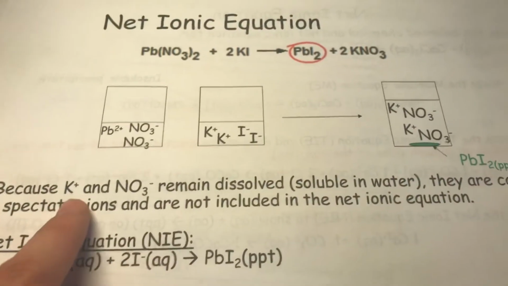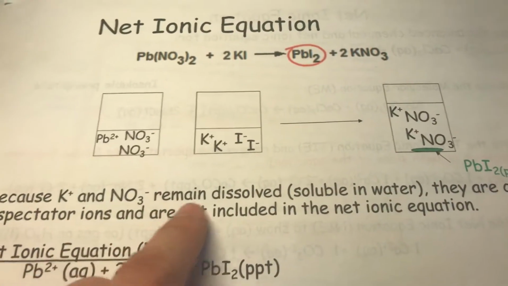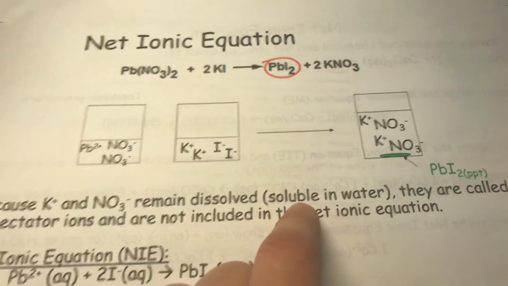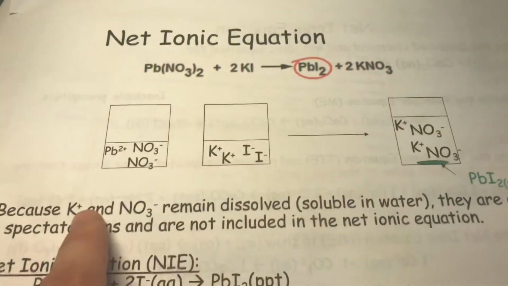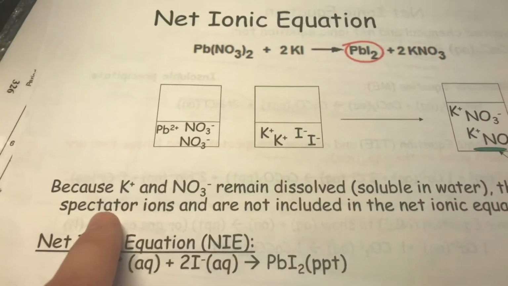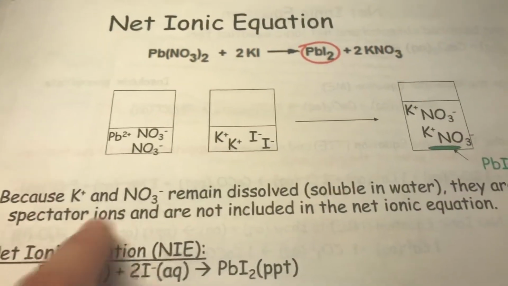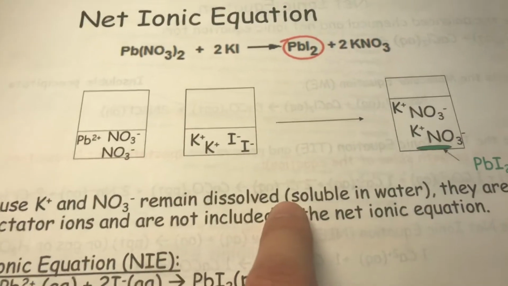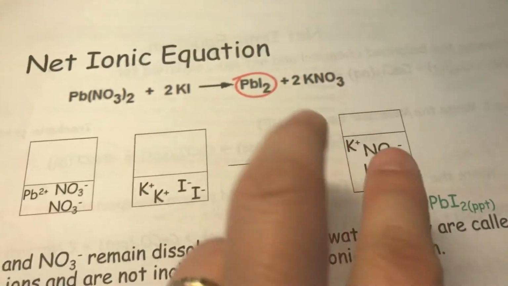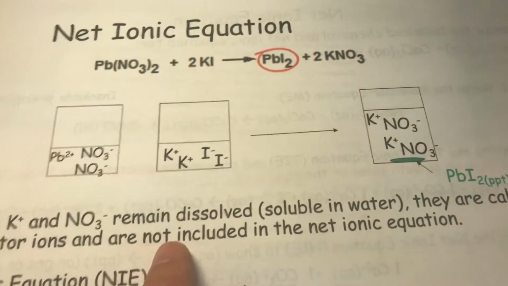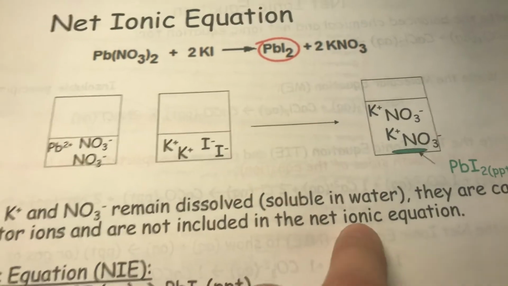Because the potassium and the nitrate remain dissolved, they remain soluble in water, they are so-called spectator ions. They are so-called spectator ions because they remain soluble in water. They will not form a compound. They will not form a precipitate. So they will not be included in my net ionic equation.